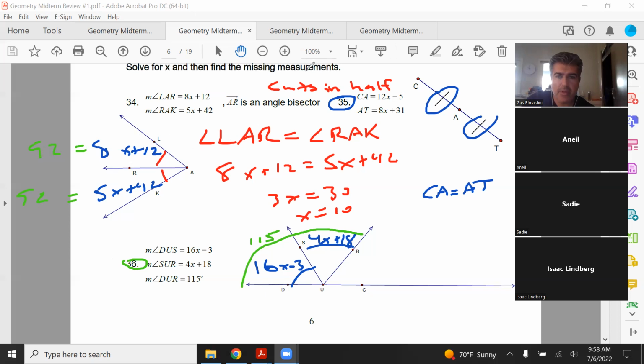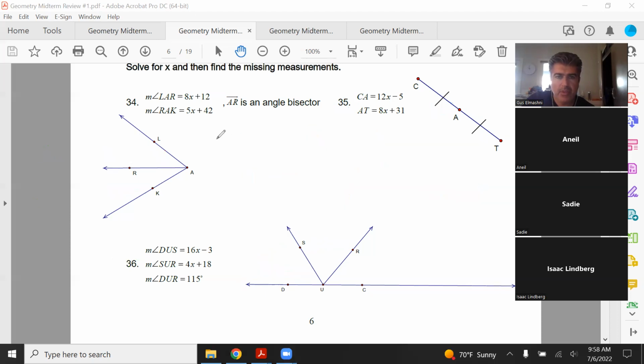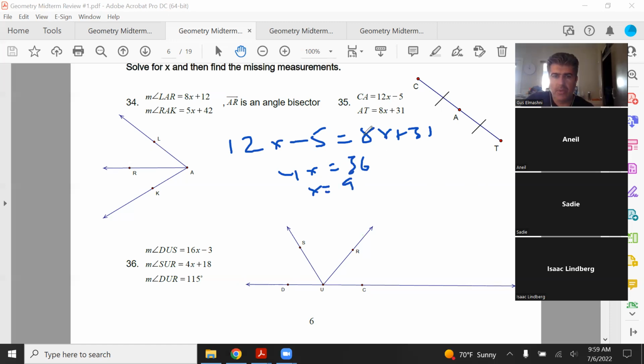Anyway, let me go ahead and clear the screen here. For 35, CA has to equal AT, so 12x minus 5 equals 8x plus 31. So 4x equals 36, x is 9. Okay. So therefore this side would be 72 plus 31, which is 103. And 108 minus 5 is also 103, so it makes sense. That's how you check your work.